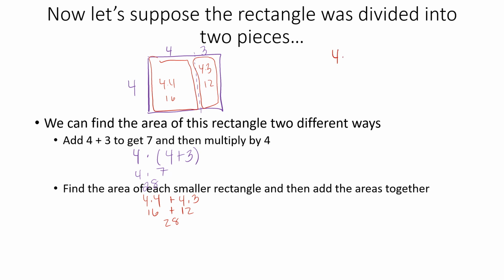So you could do it this way, where you add them and then multiply, and that actually gives you the same area as if you multiplied the two smaller ones and then added the results together. Now, what we've just illustrated there is the distributive property. Now, let's expand on this idea.